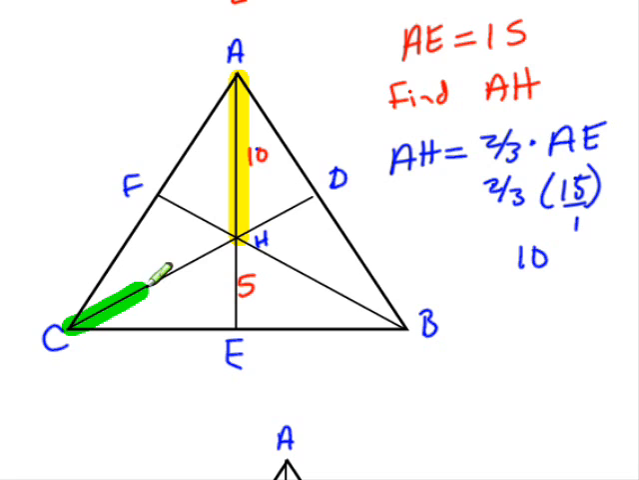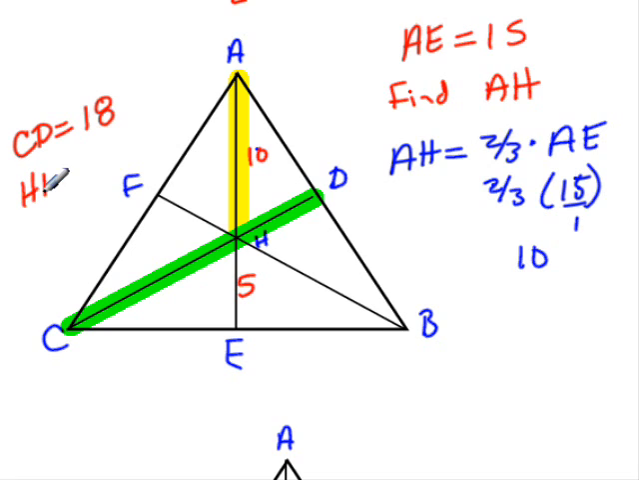Here, let's look at CD, looking at that segment of CD. Now, CD is equal to 18. We want to find HD. So we have to determine HD. Well, HD is this segment here. Is it from the vertex to the centroid? No, it is not. HD is from the centroid to the opposite side. So that means that this side over here is my 2/3 segment. If this is 2/3, then this is my 1/3 segment.